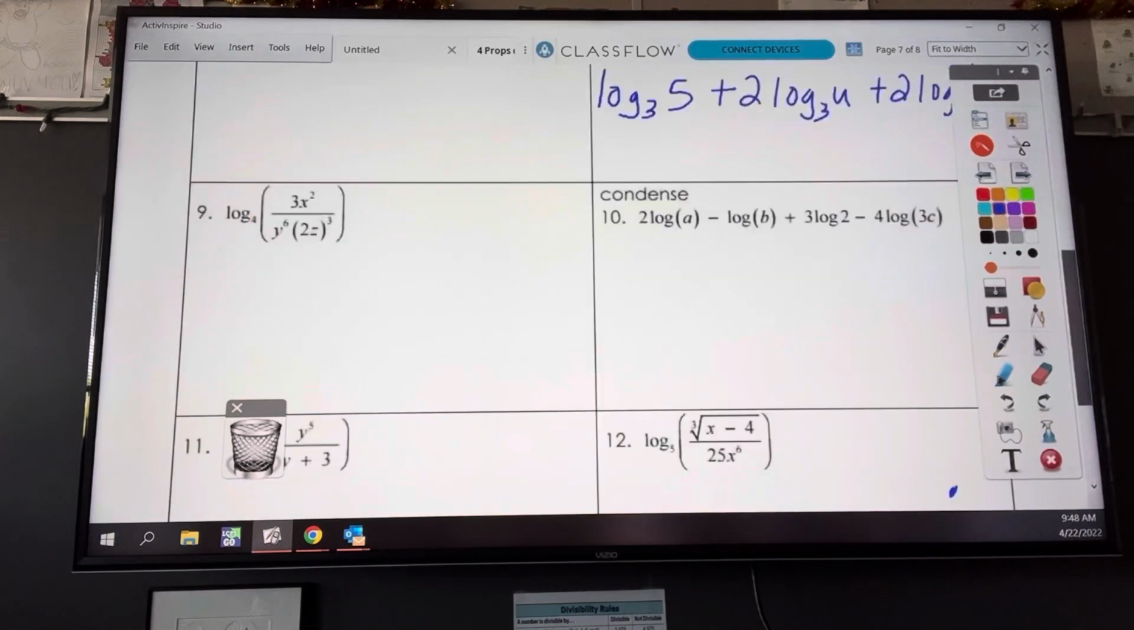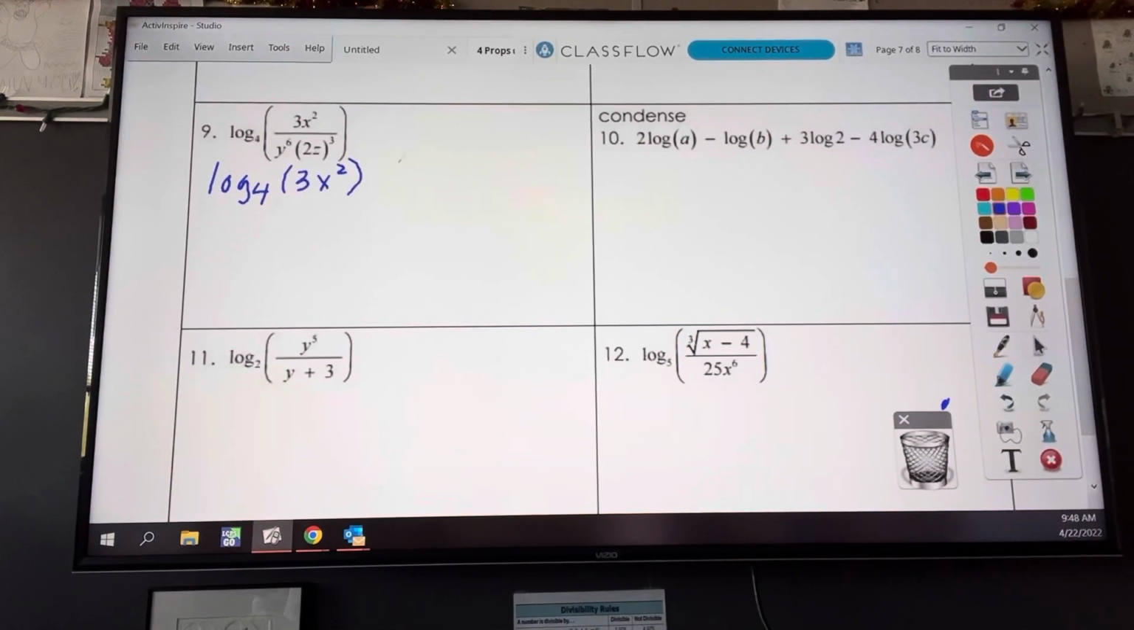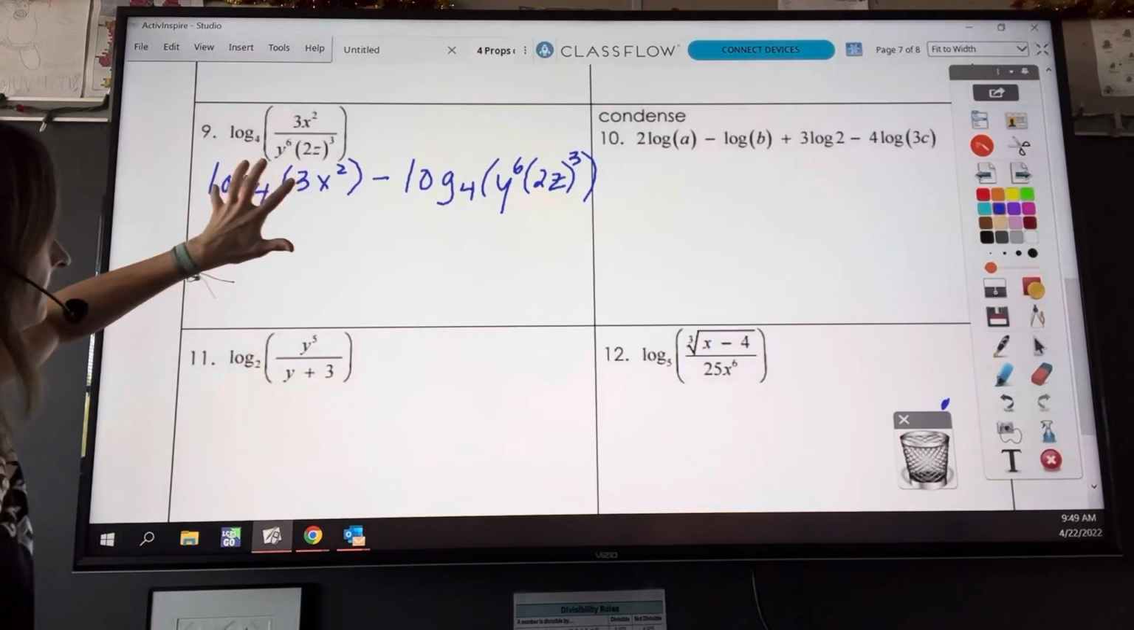Number 9. Here we go. Okay. So I'm going to first go ahead and rewrite this as log base 4 of the numerator minus log base 4 of the denominator. You don't have to go and write all these steps out. But if I don't, I'll get a lot of questions. So now we're going to separate each of these separately.